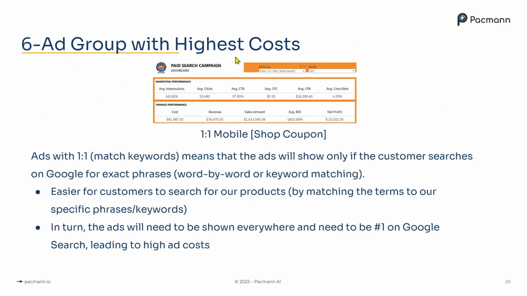Next one is ad group with highest cost. Well, ads with one by one match keywords means that the ads will show only if the customer searches on Google for exact phrases, word by word or keyword matching. Because of that, we have to make it easier for customers to search for our products by matching the terms to our specific phrases or keywords. But in turn, the ads need to be shown everywhere and be in the number one spot on Google search, leading to high ad costs.